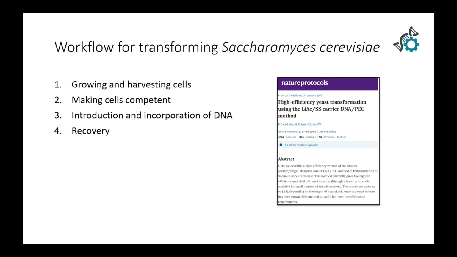Then we perform the treatment with chemicals where the cells are made competent and they are ready to receive DNA. In the third step, we actually mix our competent cells with DNA and perform the actual transformation. And the final step is recovery. And why is that important? It's important because this treatment is actually very stressful for the cells, and we are adding a few chemicals that can be considered toxic. So we need to ensure good recovery of the cells in order for them to survive this treatment.